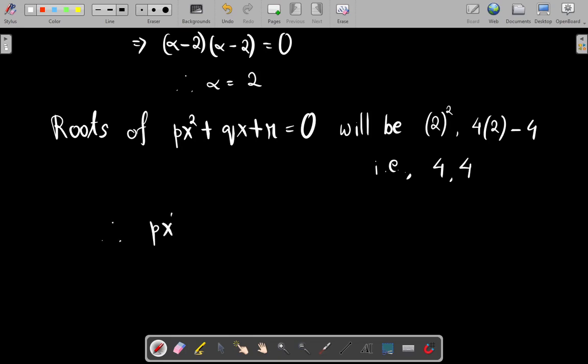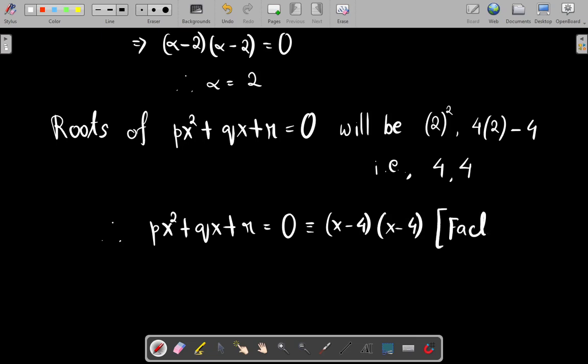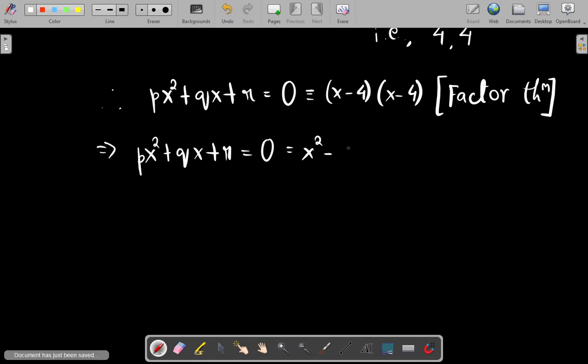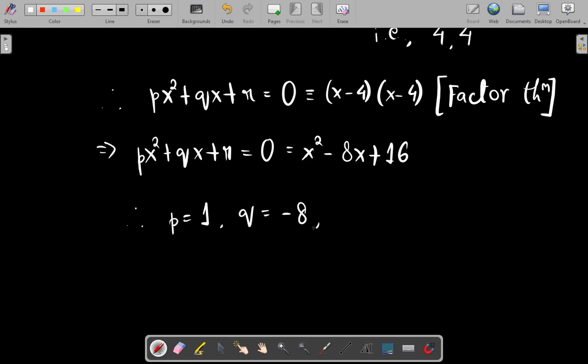So px square plus qx plus r equal to 0 will be equivalent to this, from the factor theorem. Using the factor theorem, if a is a root of a polynomial, then x minus a will be a factor. So from here we can conclude that px square plus qx plus r equal to 0 will be the same as x square minus 8x plus 16. On comparing both sides, we get p equal to 1, q equal to minus 8, and r equal to 16.